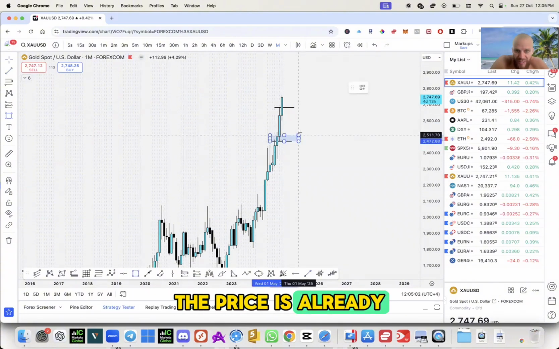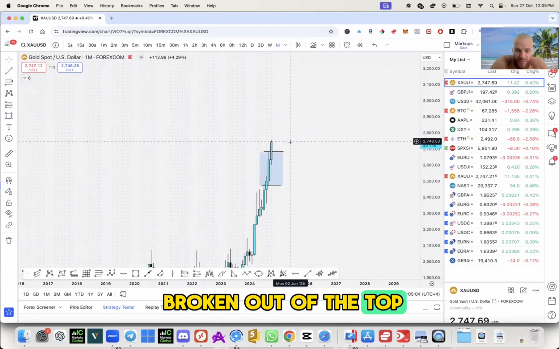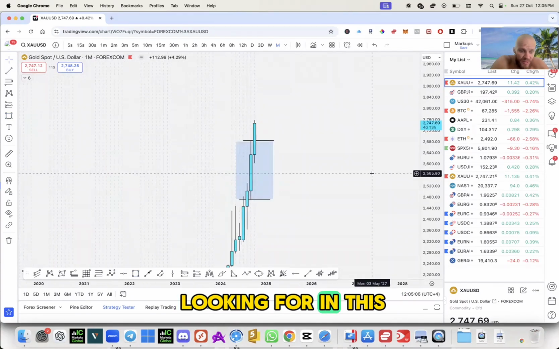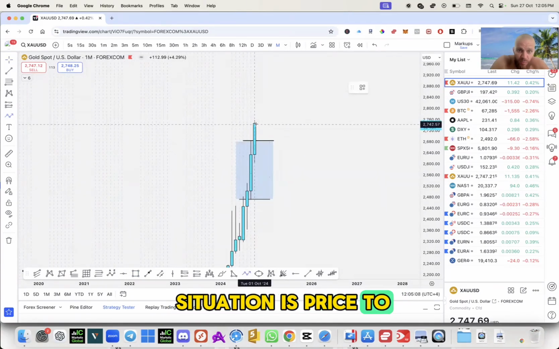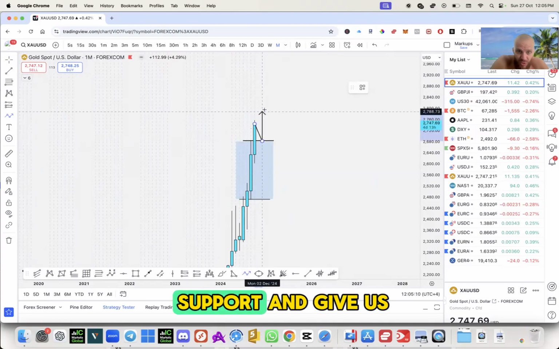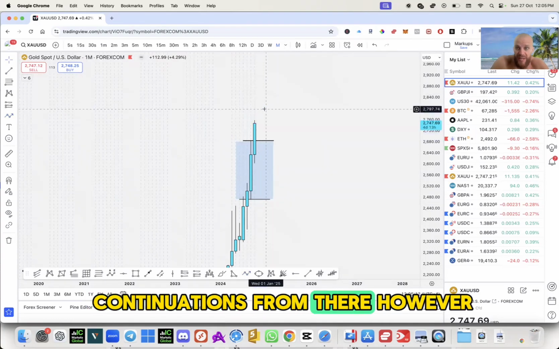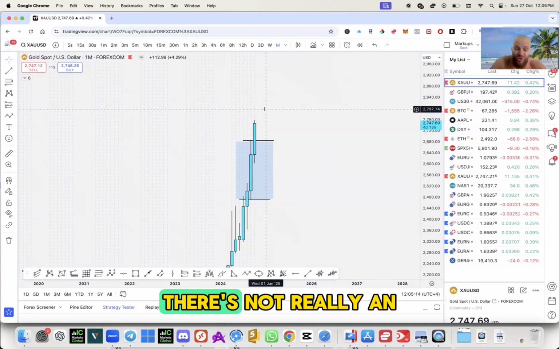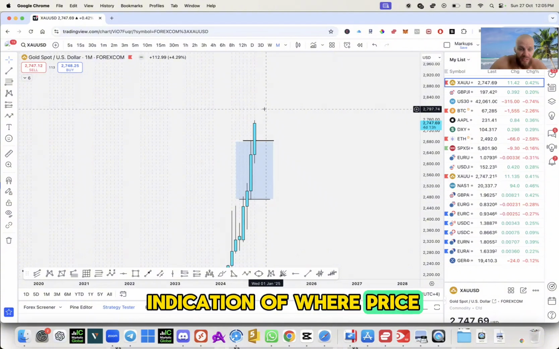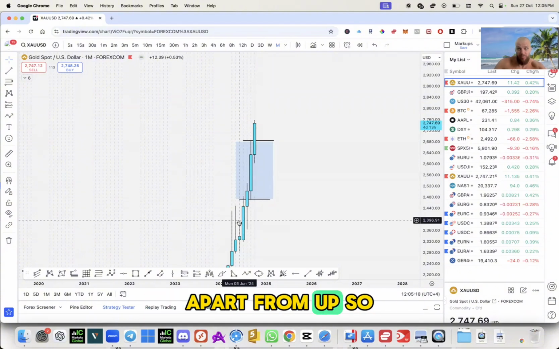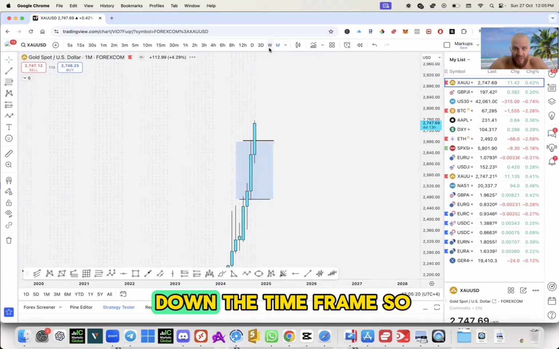However, the price has already broken out of the tops. So what we want to be looking for in this situation is price to pull back, use this level as support, and give us continuations from there. However, on the monthly time frame, there's not really an indication of where price could be going next apart from up. So we need to jump down the time frames.